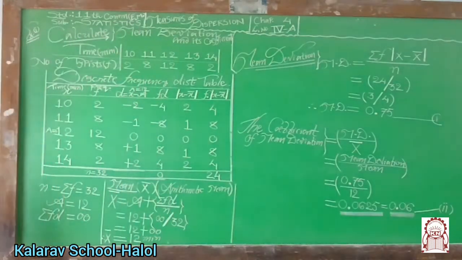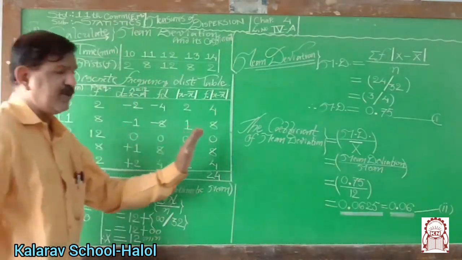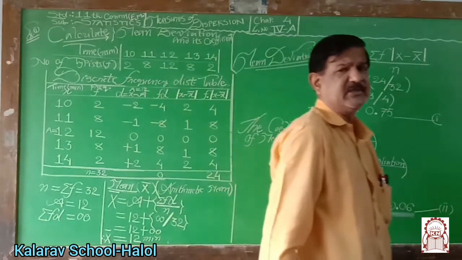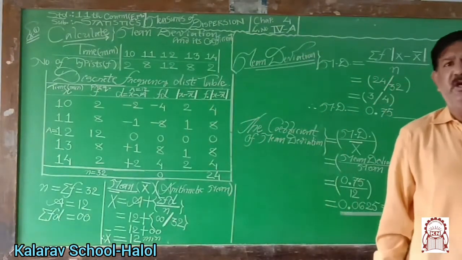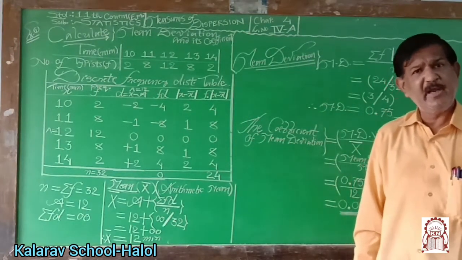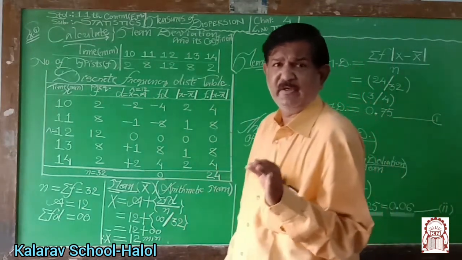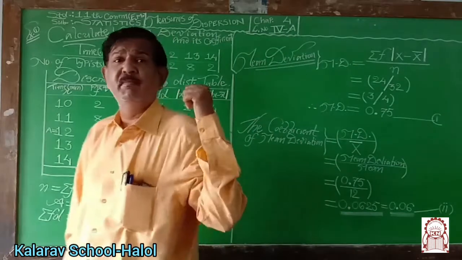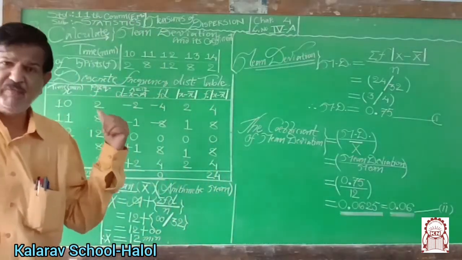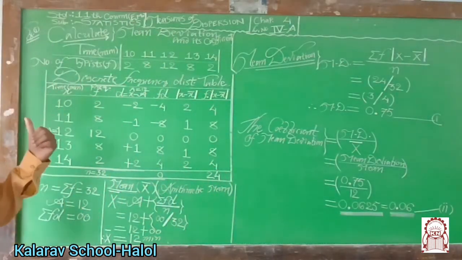This is what we have about mean deviation. Various measures of dispersion: range, QD, MD. Range and its coefficient, quartile deviation and its coefficient, mean deviation and its coefficient. This is an important measure.